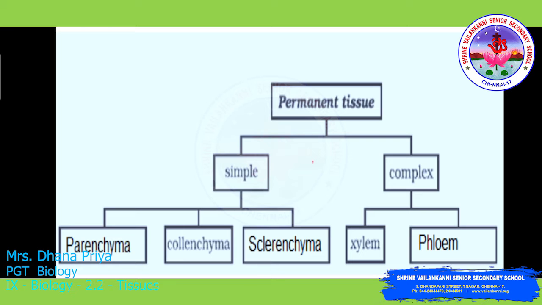So what is the difference between simple permanent tissue and complex permanent tissue? Simple permanent tissues are composed of the same type of cell that performs the same function. In contrast, complex permanent tissues are composed of several cell types and each cell type performs a diverse function. So this is the distinction between simple permanent tissue and complex permanent tissue.